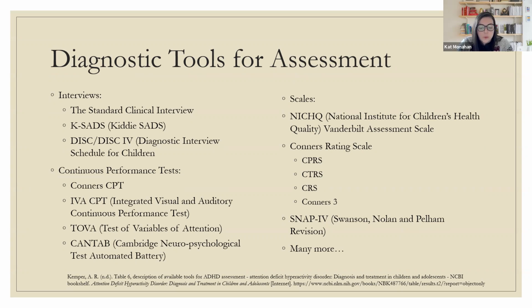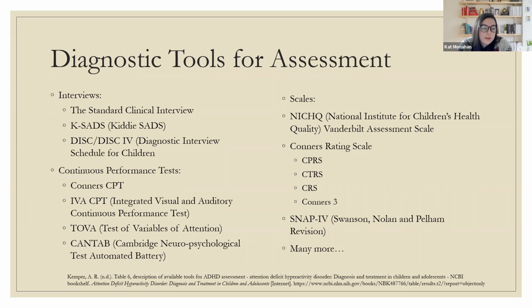There are some continuous performance tests. The first is the Conners CPT, and that's a continuous performance test for attention, impulsivity, sustained attention, and vigilance. It's a computerized test, and it tests the responses to a target and a non-target. Raw data is used to calculate algorithms to indicate problems in a given area.